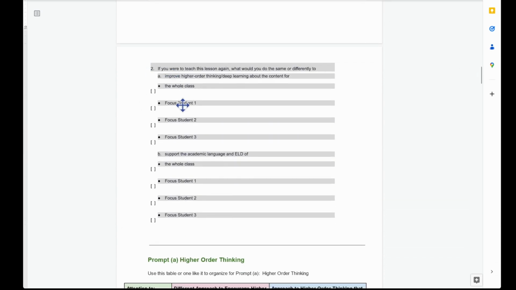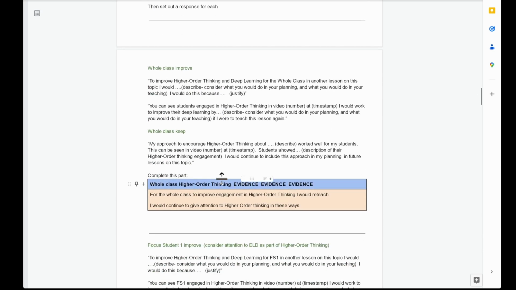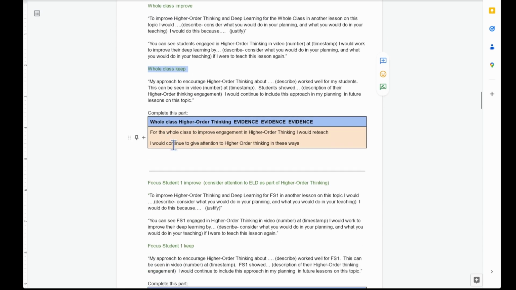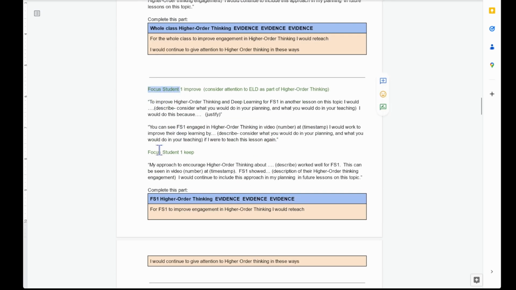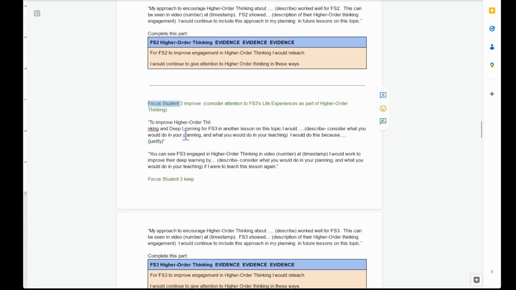Then I follow with prompt 2, and you can see this one's rather involved. Whole class, focus student 1, 2, and 3, and ELD support. You can see I give you some tools for this again. Thinking about higher order thinking, taking notes for yourself, and then I break this down into what you might do for the whole class, what to improve, and then what to keep. A workspace, the same for focus student 1, focus student 2, focus student 3.